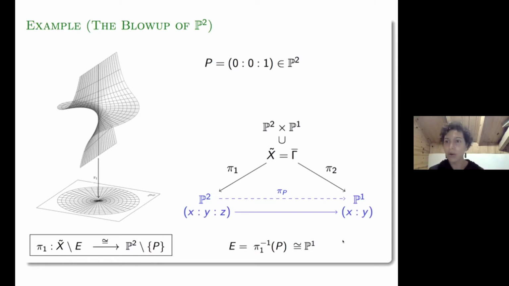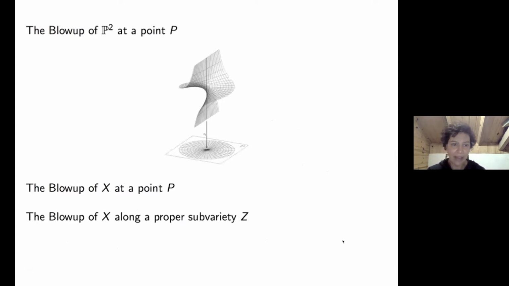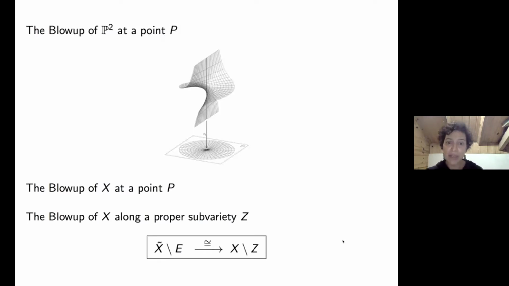Now, I gave you this very concrete construction of the blow up of P2 at a point, but this construction can be made much more general. So I can take the blow up of any projective variety at a point P. And in fact, I can take the blow up of any projective variety along any proper subvariety. And the idea is always the same. I replace each point of this variety by a projective space of normal directions of Z at that point. And so what we have in general is that I have an isomorphism between the blow up minus this exceptional locus, the inverse image of Z, and X minus Z.